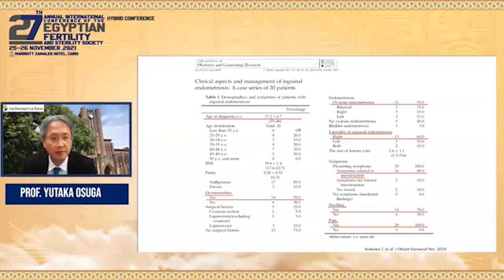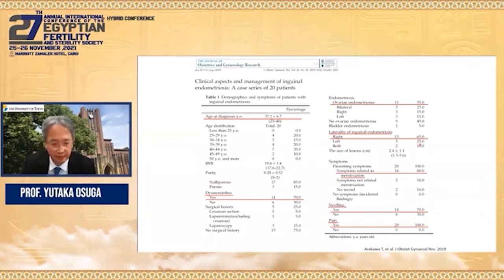This is our experience of 20 cases of inguinal endometriosis. The table shows demographics. Age at diagnosis was 37 years old. It seems to be higher than that in common site endometriosis. Dysmenorrhea was positive in 70%. Ovarian endometrioma was observed in 55%. As for laterality, right side was dominant, 65%, while the left side is only 25%.